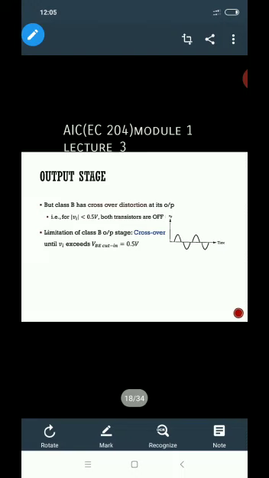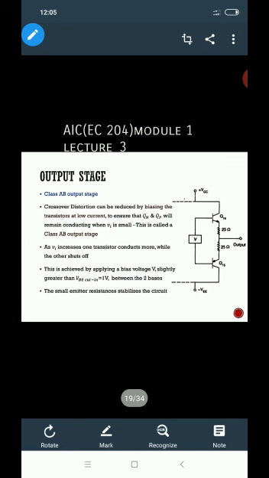Now here, class B has a crossover distortion at its output. That is, when Vi is less than 0.5 volt, both the transistors are off. This is shown in the graph. The limitation of the class B output stage is crossover, until Vi exceeds VBE cut-in, which is equal to 0.6 or 0.7 volt. Now here we have another option, the class AB output stage.